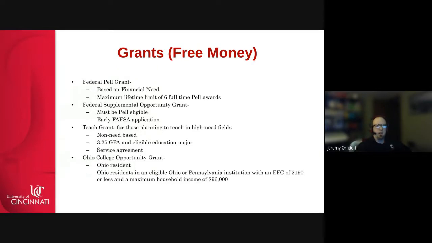Federal Pell Grant and Federal Supplemental Opportunity Grant are both, as the name implies, federal grant money. Ohio College Opportunity Grant, again, as the name is set up, you have to be an Ohio resident. The thing that these all have in common is they're all based off of your FAFSA information, and they all require a certain amount of financial need as determined by FAFSA. And we'll talk about that more in detail here.